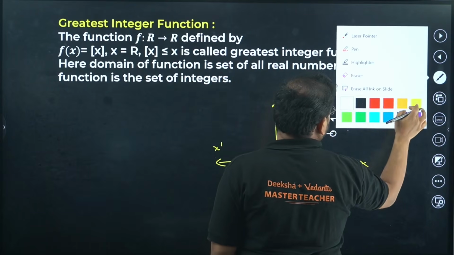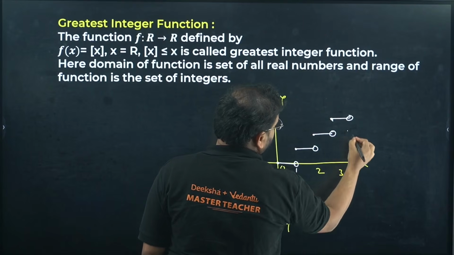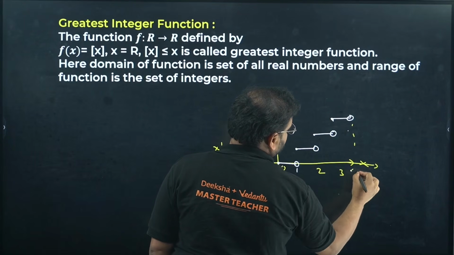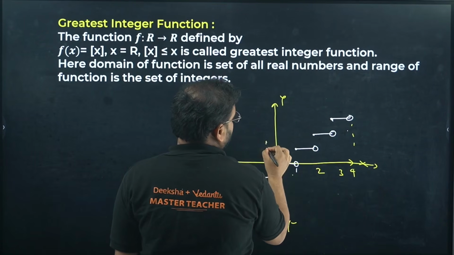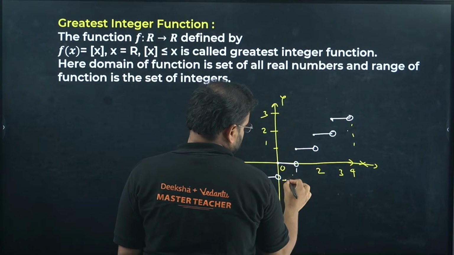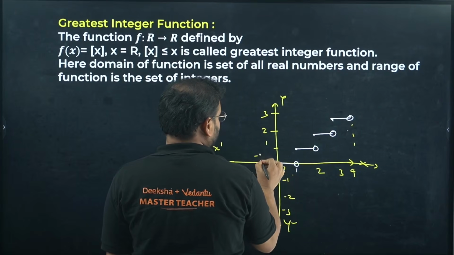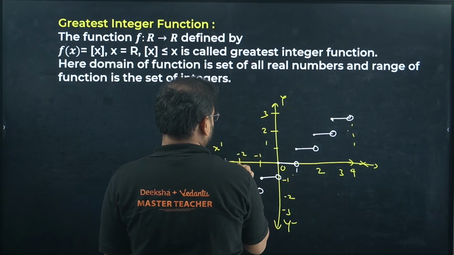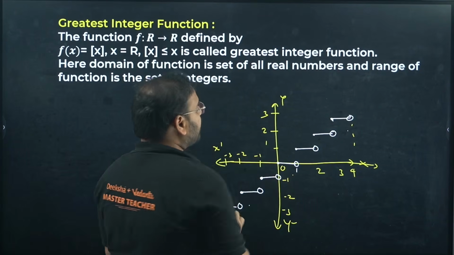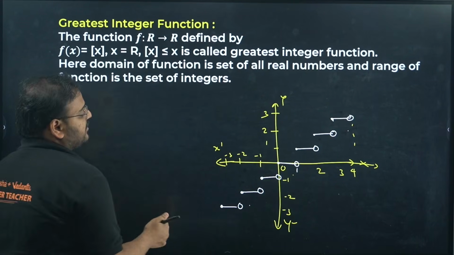Let's draw the numbers also. So 1, 2, 3. Okay, this will be 4 actually. This will be again 1, 2, 3. This will be minus 1, minus 2, and minus 3. Over here also minus 1, minus 2, and minus 3. Okay. So at every integer, what happens over here is basically, check this out.